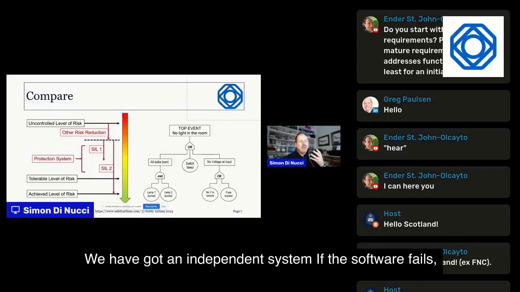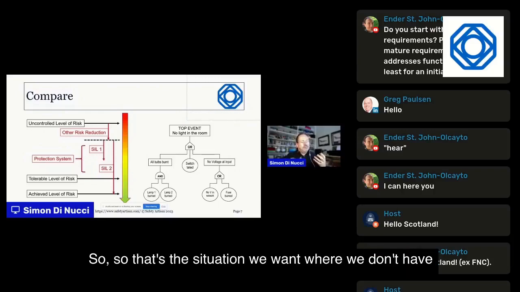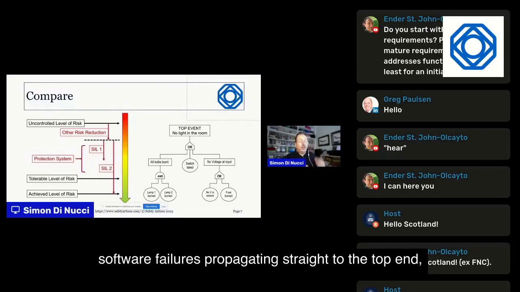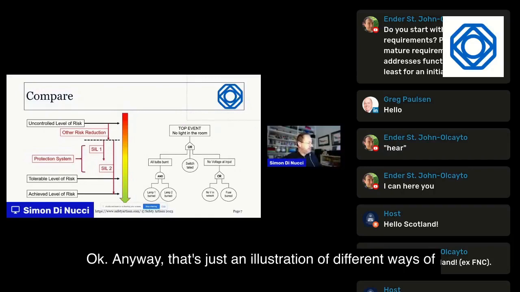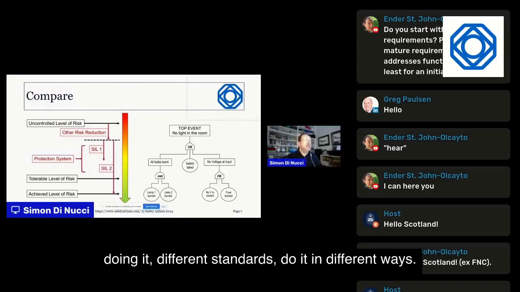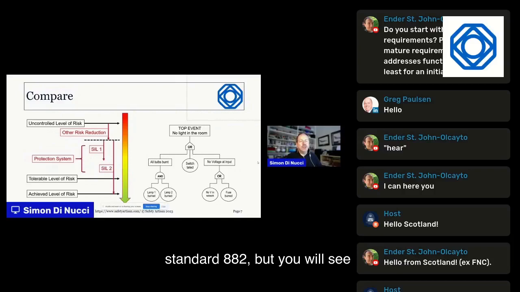We've got an independent system. If the software fails, there's still something else that keeps the lights on, quite literally. So that's the situation we want, where we don't have software failures propagating straight to the top event, straight to the hazard. Anyway, that's just an illustration of different ways of doing it. Different standards do it in different ways. As I say, I'm talking about a couple of tasks in MIL Standard 882, but you will see similar things in lots of different standards.